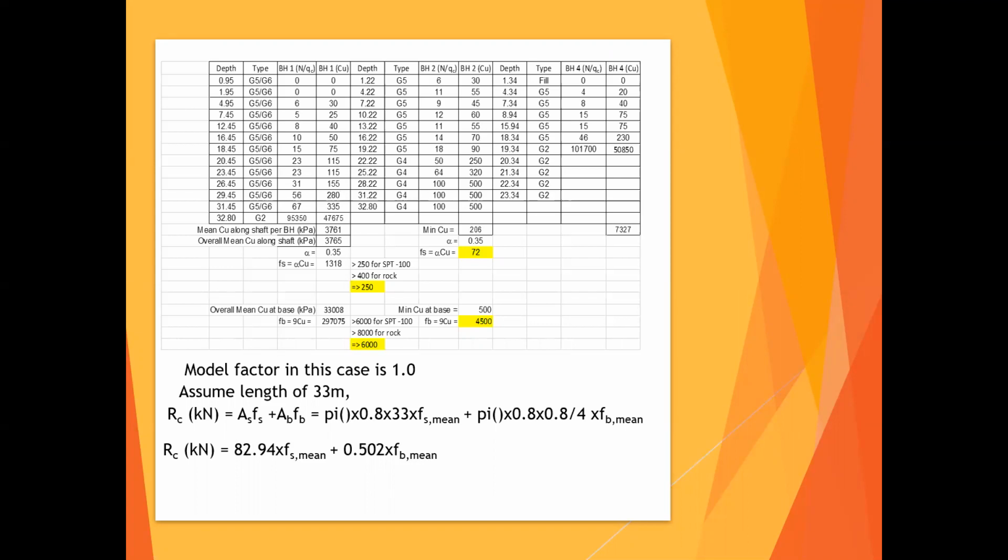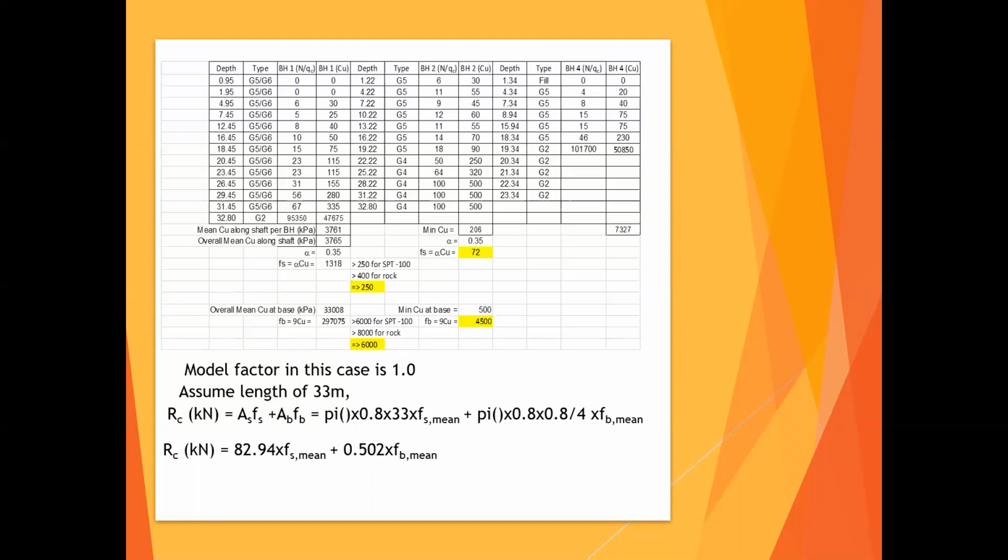We assume the pile length is about 33 meters first. Because at 33 meters, you notice from borehole 1, we will just go into the rock about 1.5 meters. For borehole 2, we are about 4 meters into SPT 100, and for borehole number 4, we are very deep inside the rock. So you can see these 3 boreholes are totally different from each other. One has a very low rock head, one has totally no rock, and one has a very high rock head.